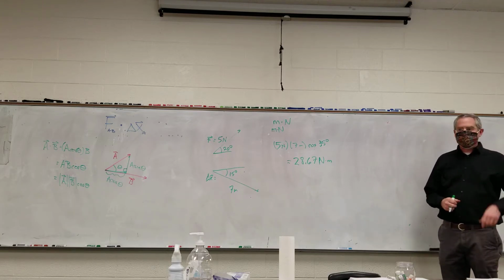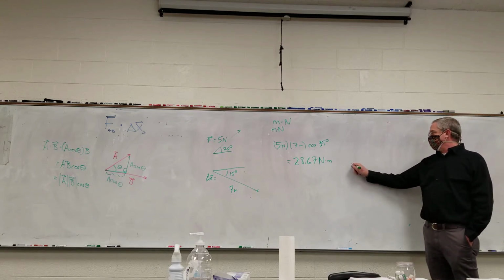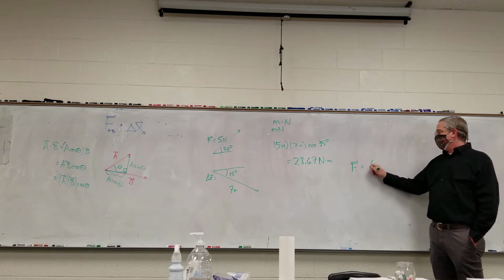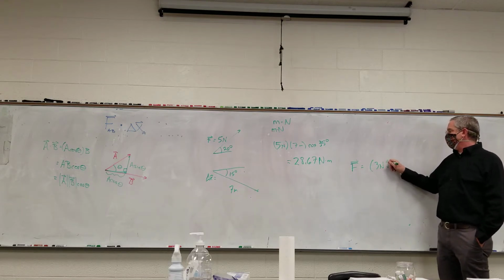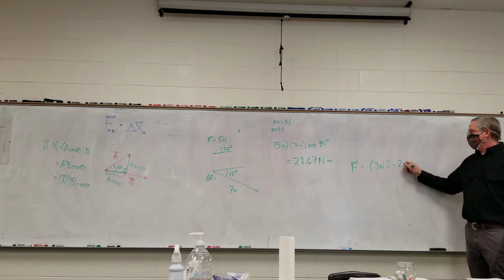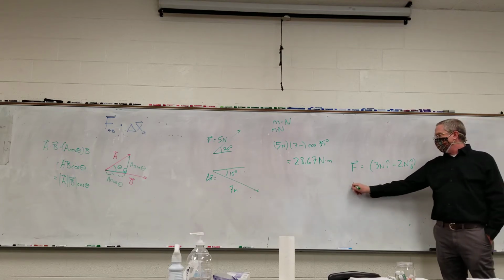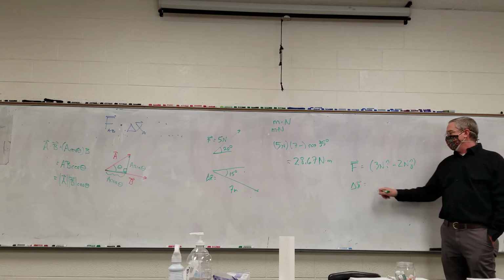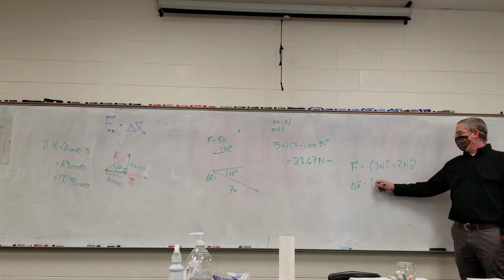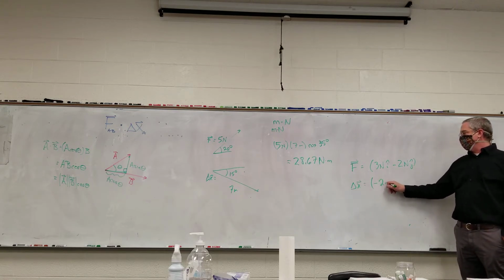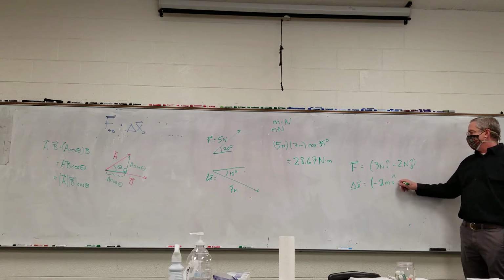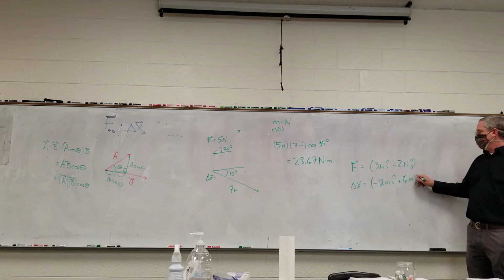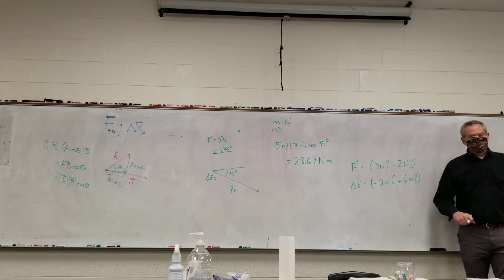All right, let's make this look more complicated. Suppose I have a force that is 3 newtons i hat minus 2 newtons j hat, and a displacement that is negative 2 meters i hat plus 6 meters j hat. And I'm doing a dot product.